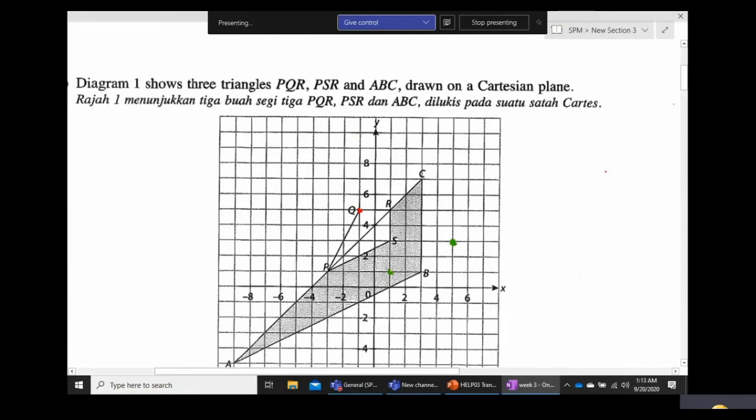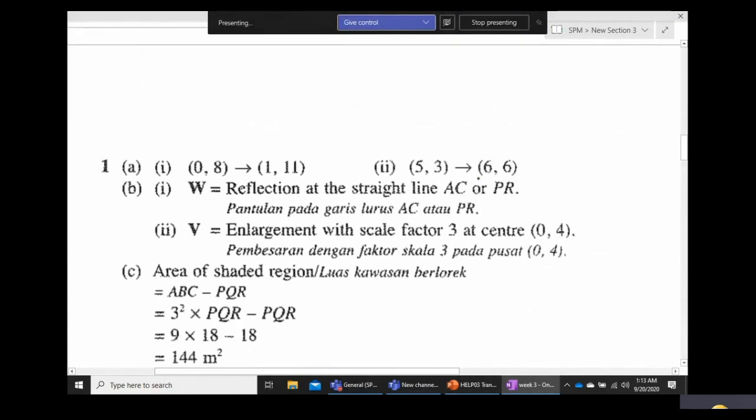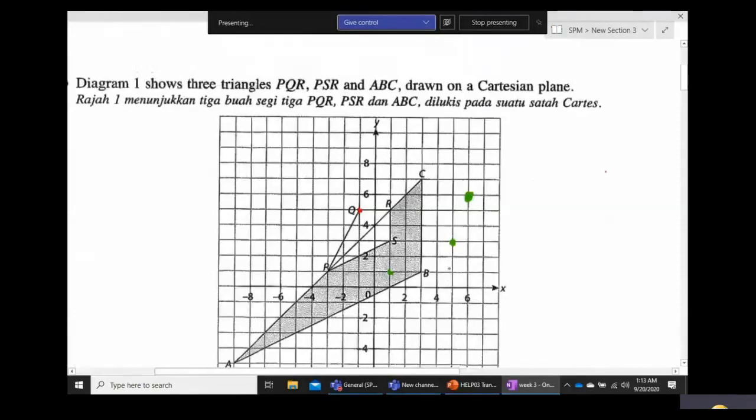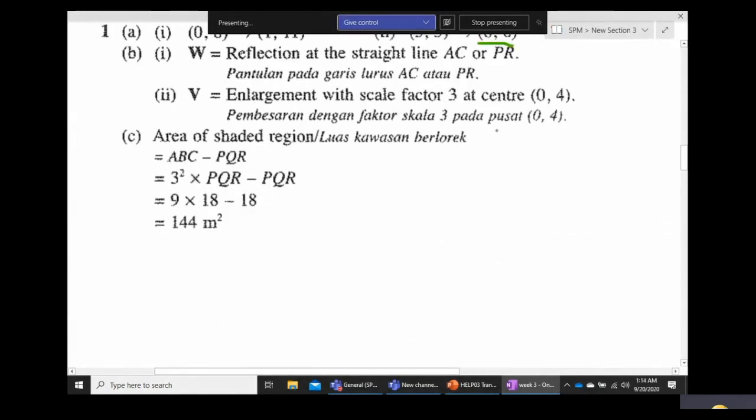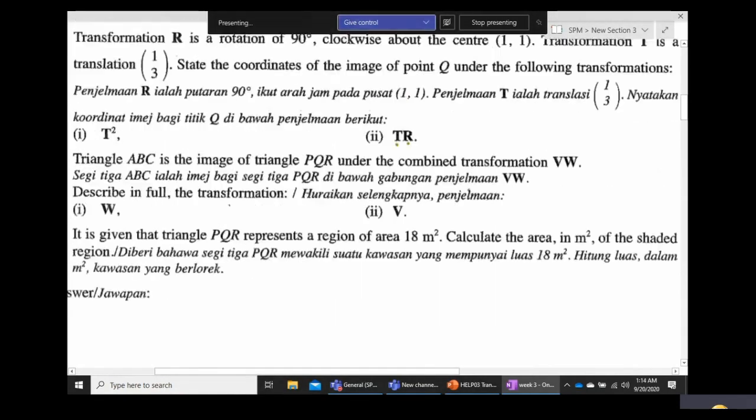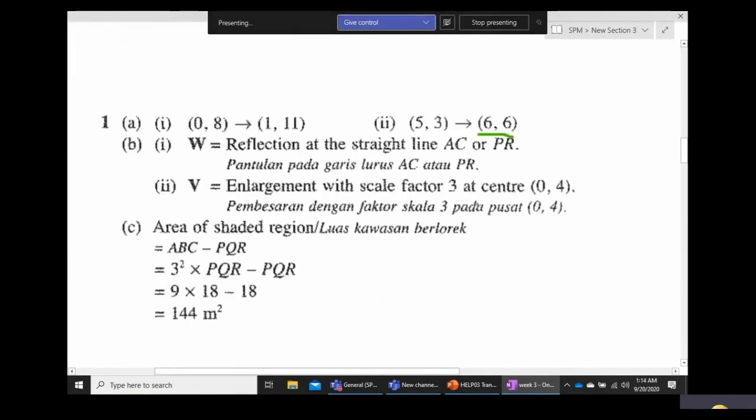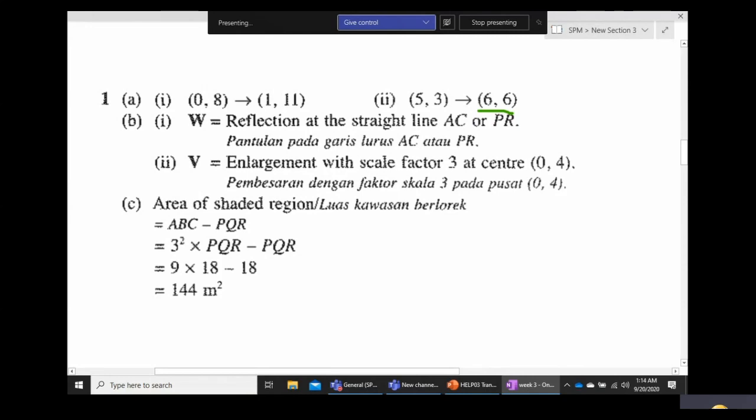Okay, so here, 1, 3. 1, 1, 2, 3. So you get this point. Okay, what point is this? 6, 6. Is it correct? Let me check. Correct. Okay, so 5, 3 is this one. This 5, 3, until 6, 6. Okay, so when you have two transformation, you write like this. This is the first transformation, 5, 3, then 2, 6, 6.